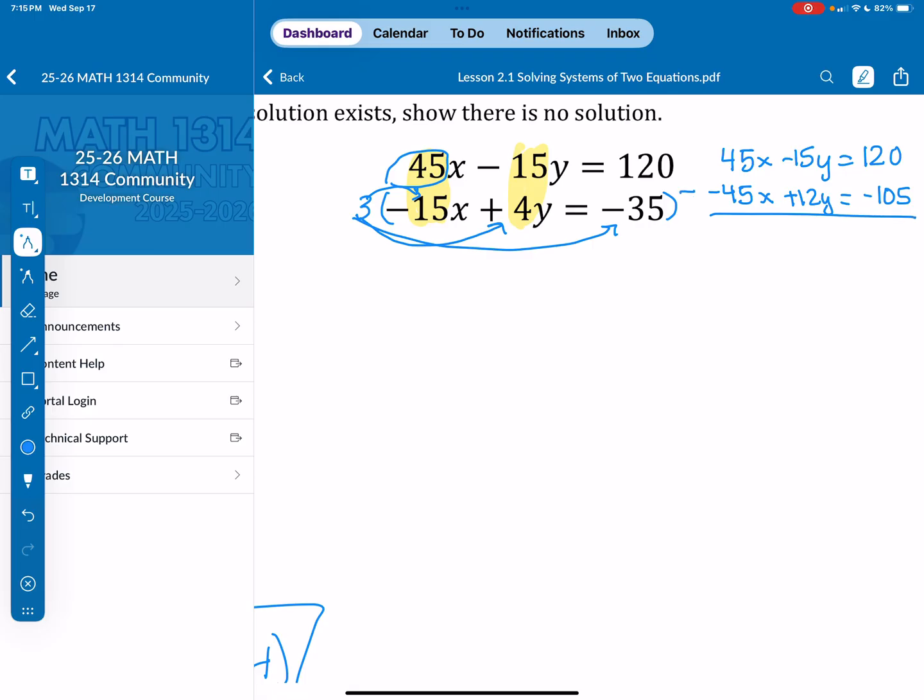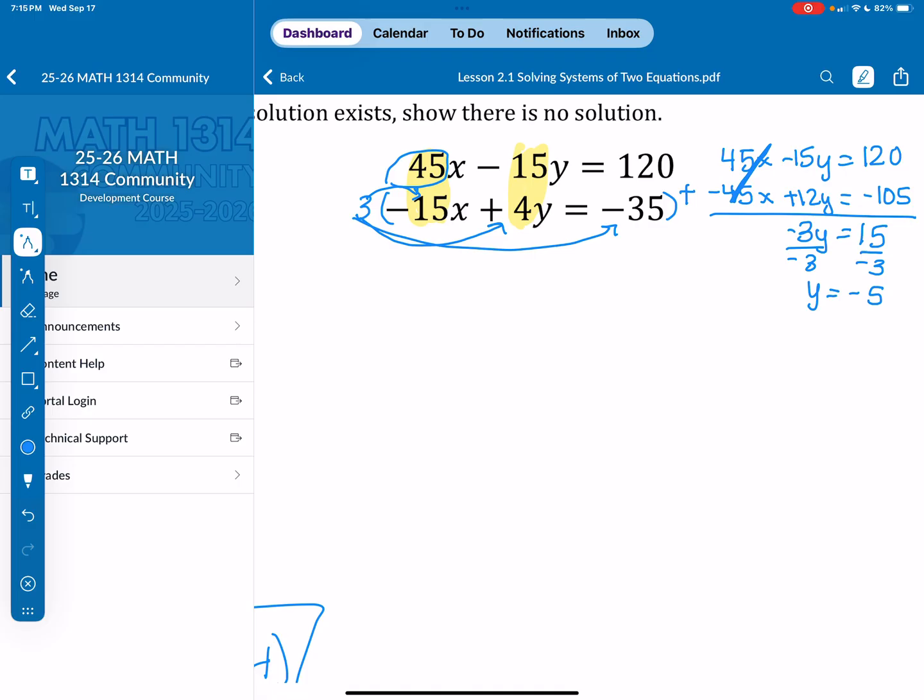Okay. So again, remember, we're adding these equations. So 45x plus negative 45x is going to cancel. And then negative 15y plus 12y gives me negative 3y. And 120 plus negative 105 gives me a positive 15. Okay. So now I'm just going to divide by negative 3 on both sides. And I get that y equals negative 5.